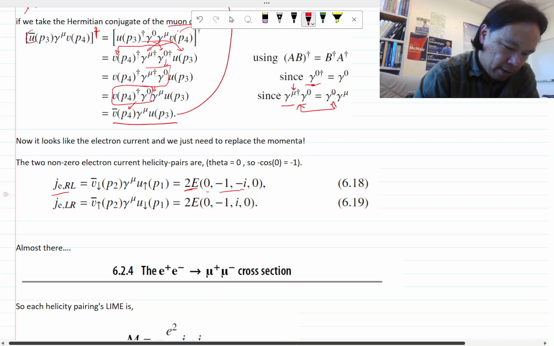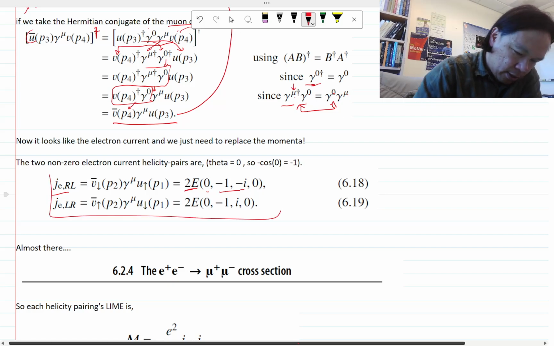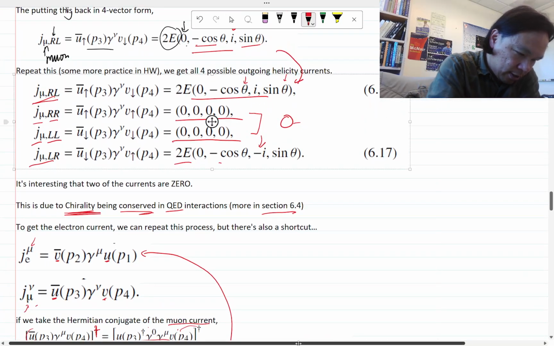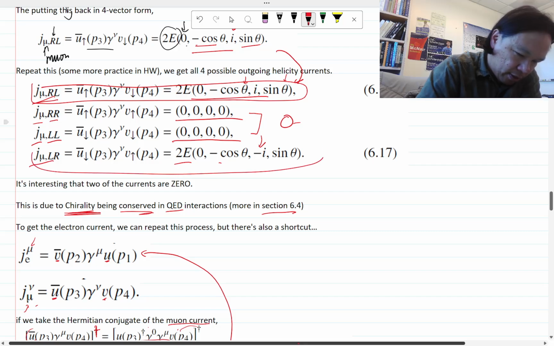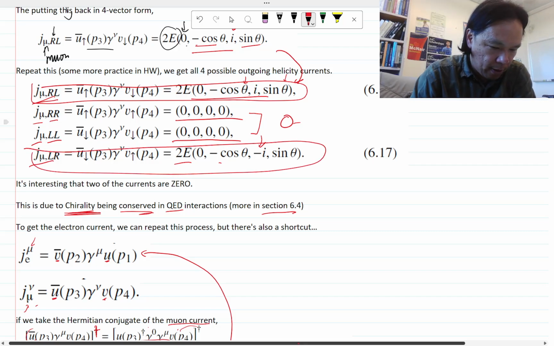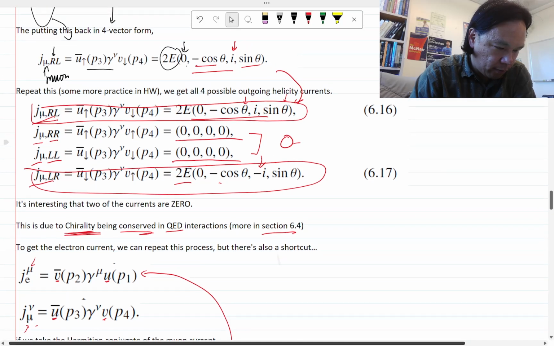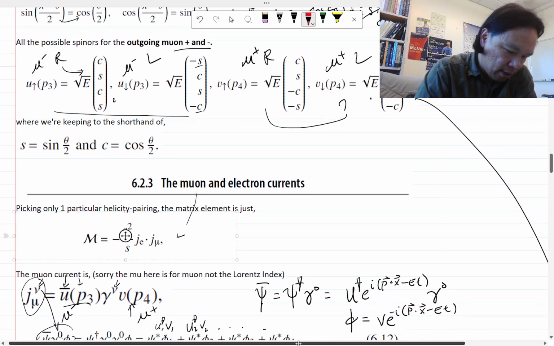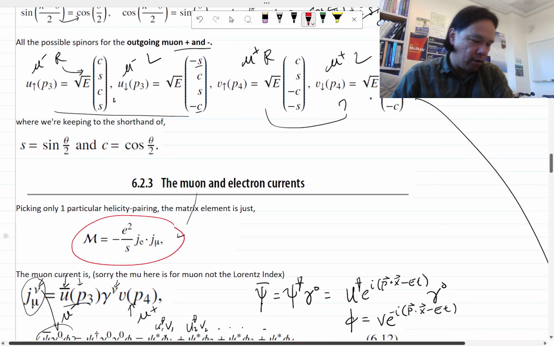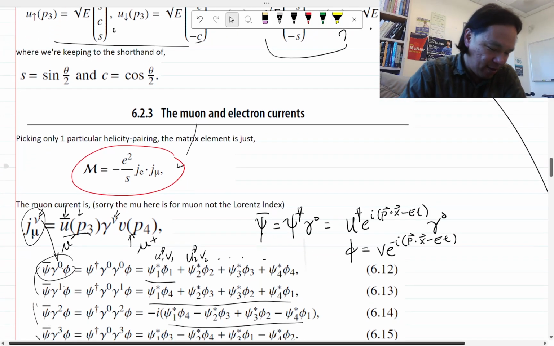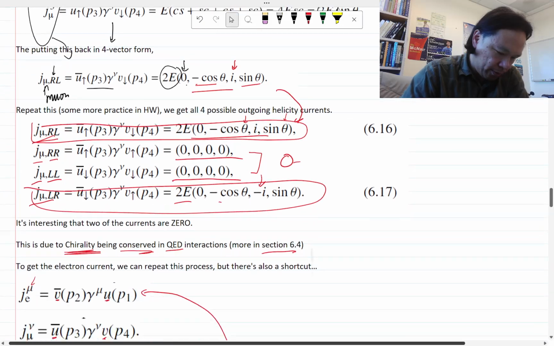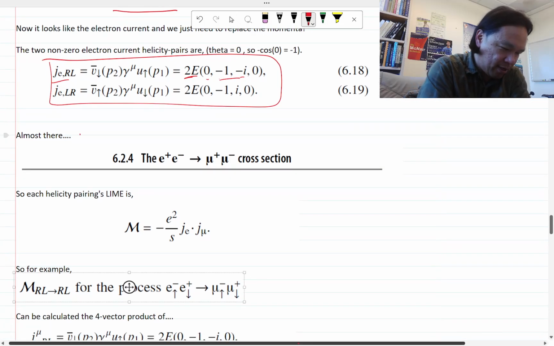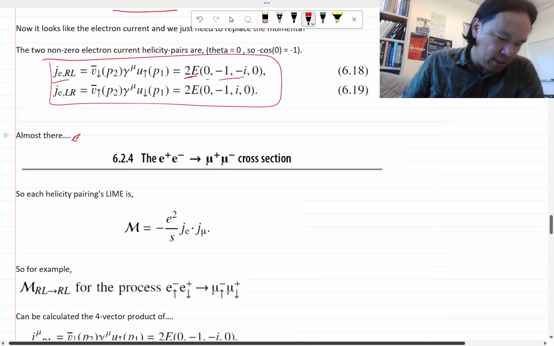Most of these will have either ones and zeros. So this is the current for the electron. These two, we skip the ones with zeros because they're zero now, are the outgoing current for the muon. And that's what we're going to plug in to calculate the matrix elements. Whew. This is a really nice process. We're almost there. Whew, this is a long lecture.